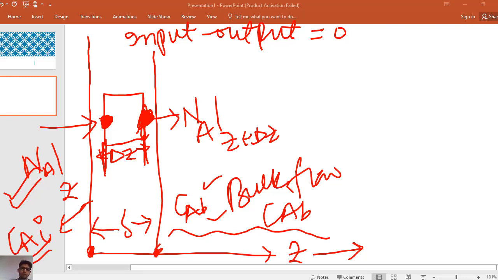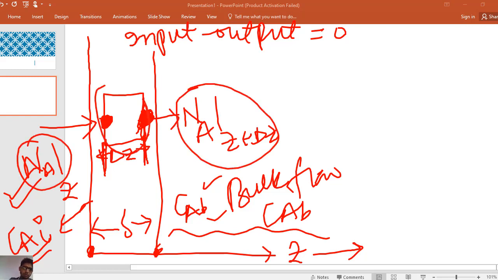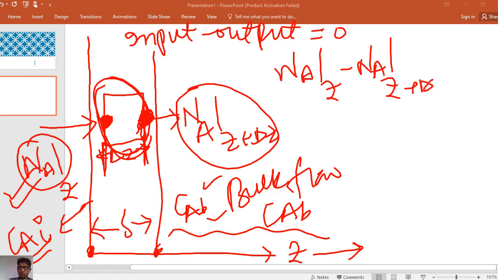So this is the input, and this is the output. If we consider this small volume in the stationary liquid layer, input is NA at z minus output is NA at z plus delta z. So the component A entering the volume at z position is NA at z. The component A coming out from the small control volume is NA at z plus delta z, which is equal to 0. Suppose this is equation 1.